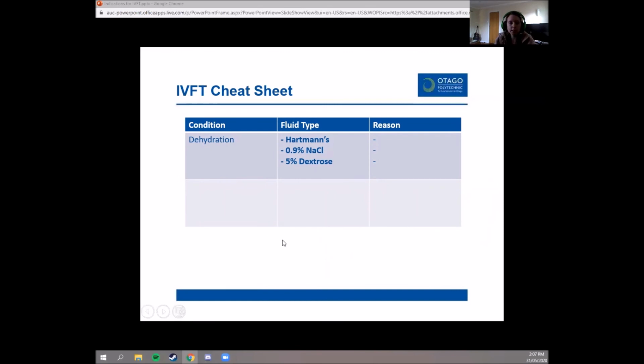So at this point, you can start plugging in some of this information that you know so far about some conditions that are discussed here. So we've got our first one of dehydration as the condition, the fluid type options, and here in the reason section you can add in some of the things that we've talked about here, things that you already know from work placement or your experience, even online learning this topic. So this will be very, very useful for you in clinic.